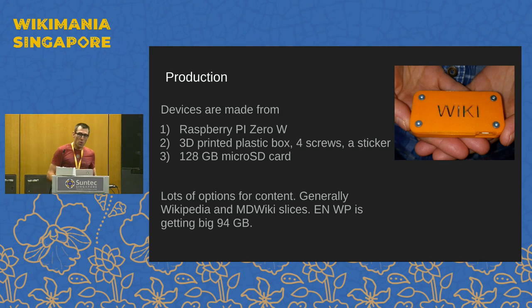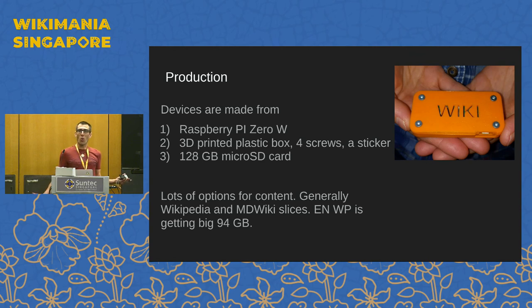So the first question is, what is Internet in a Box? It's a very simple device. What we're shipping as Wiki Project Med Foundation is what you see in the picture there. I have one up here up front for those who want to see an Internet in a Box. We're shipping a Raspberry Pi Zero W. It comes in a 3D printed plastic box held together by four screws. These boxes were donated by one of our volunteers within our movement.